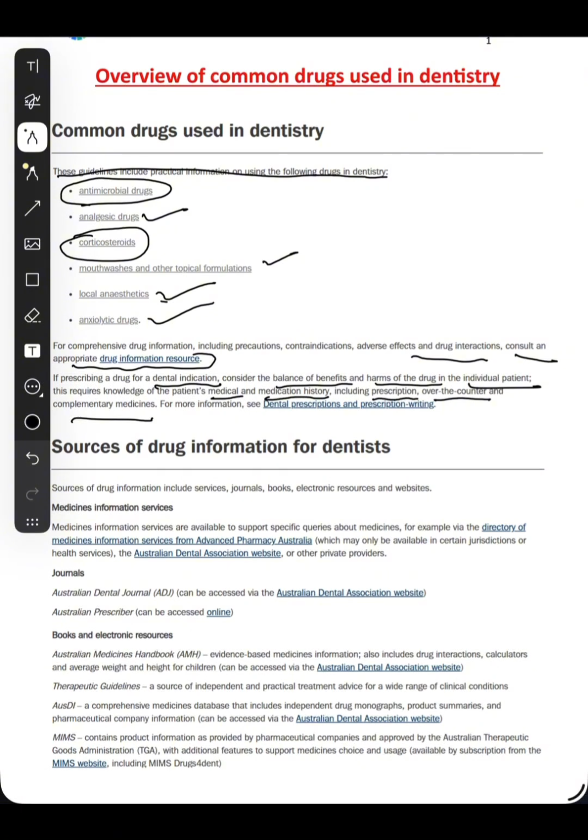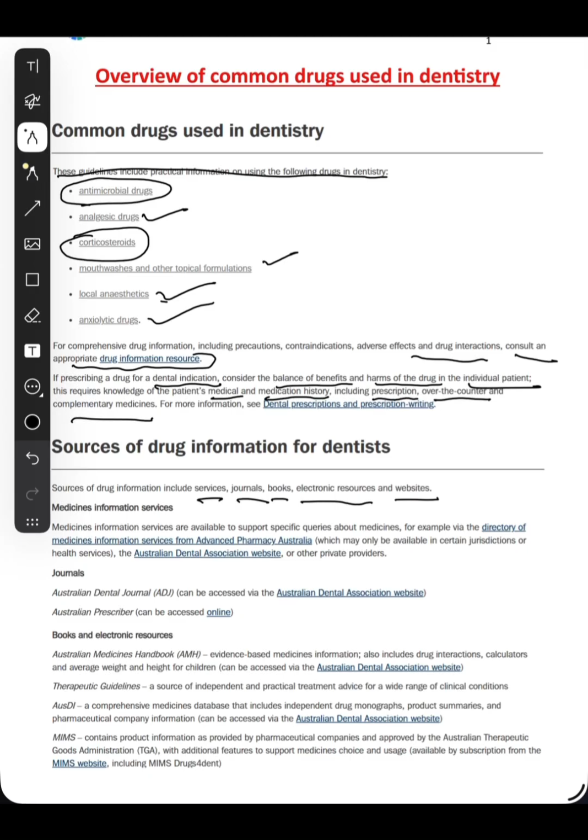Now, sources of drug information for dentists. Sources of drug information include services, journals, books, electronic resources, and websites. Medicine information services are available to support specific queries about medicine. For example, you can see the Directory of Medicines Information Services from Advanced Pharmacy Australia, which may only be available in certain jurisdictions or health services. Or you can also see the Australian Dental Association website or other private providers.